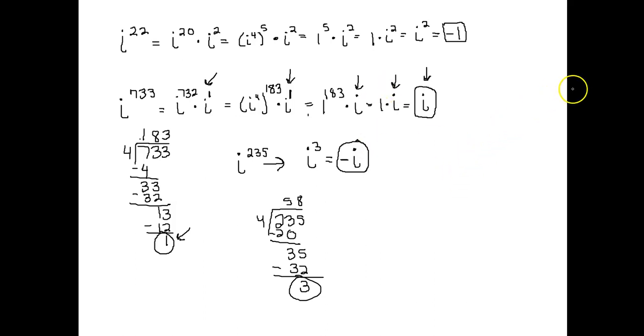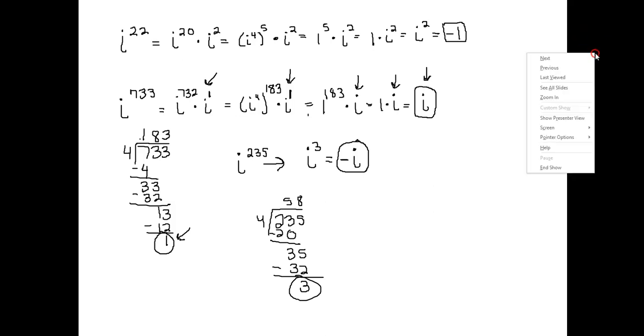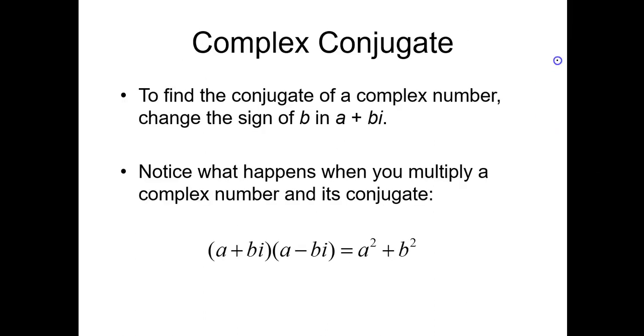All right, and this process of simplifying powers of i will be helpful when you are dividing complex numbers. And I put air quotes around dividing. You can't see me do it, but I did. Because dividing complex numbers is really a matter of simplifying fractions so that you don't have a complex number on the bottom. And in order to do that, we need to know what a conjugate is. Complex conjugate.